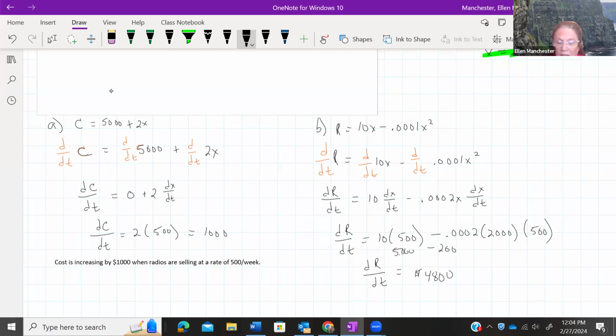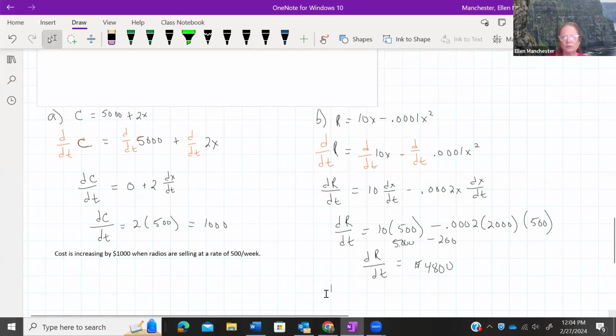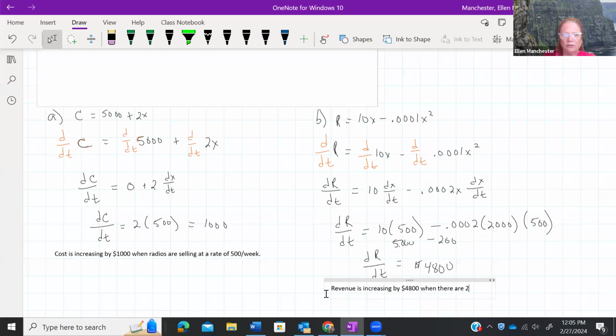Okay, so our revenue is doing good. Even though our costs are going up, our revenue is okay. We're still increasing our revenue. Okay, so the interpretation would be the revenue is increasing by 4,800 when there are 2,000 radios being sold at a rate of 500 per week.